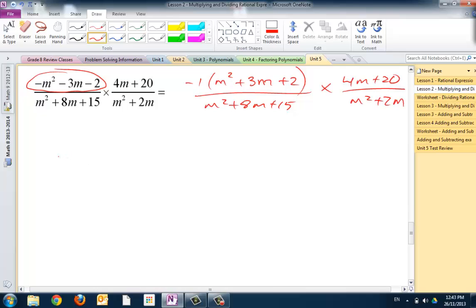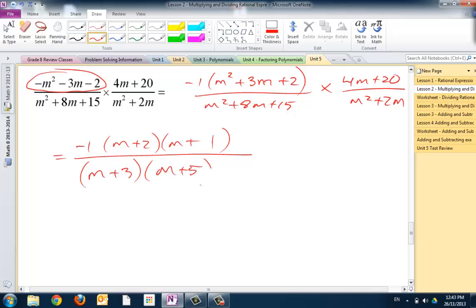And let's start factoring now. Minus 1. What does that trinomial become? Well, that's going to be m plus 2, m plus 1. This bottom trinomial, that looks to me like m plus 3, m plus 5. Multiply that onto 4 onto m plus 5. And this guy is going to be m onto m plus 2.